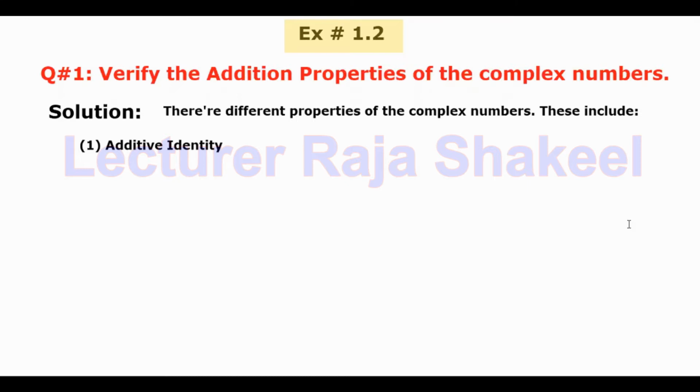At first we have to see the additive identity property of the complex numbers. Additive identity means a certain complex number which, when added to a certain complex number, leaves the main number the same. For example, let C is equal to A plus B iota.